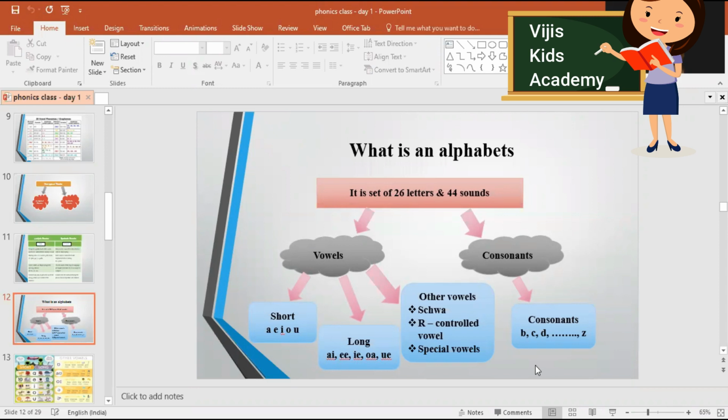Like letter name as a sound. The first letter name as a sound. Letter name means for the first letter. Letter A is there at first, then it says the letter name as a sound, A. AI together says A. IE says I. OA says O. UE says U. Other vowel means we have three different types. One is schwa sound. Another one is r-controlled vowel. Next one is special vowel.